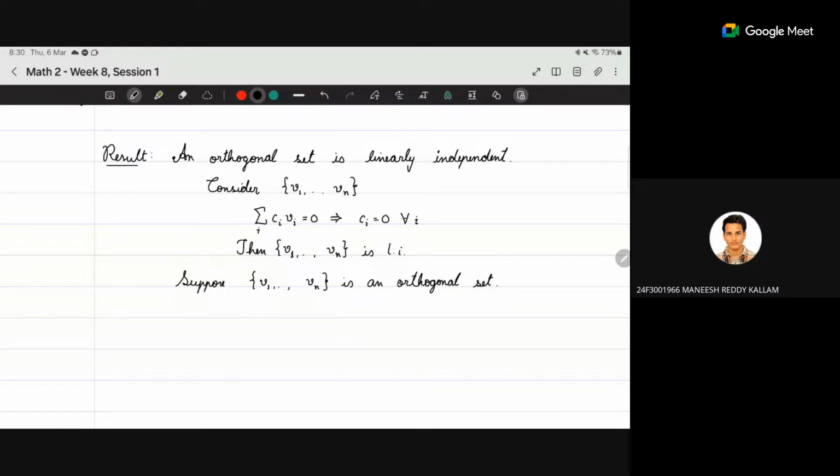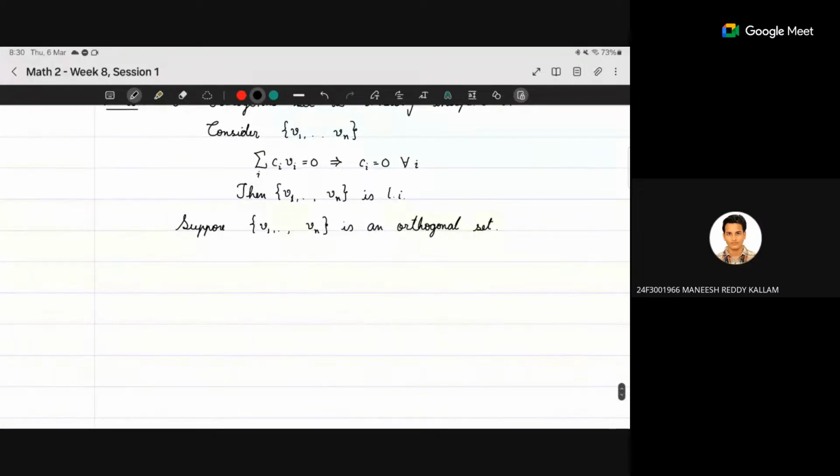And whether it is orthogonal or not is a far easier check than setting up the system of equations and doing Gaussian elimination, correct? So if it is an orthogonal set, then linear independence comes for free. So I'll give a proof of it. It is not very important, but later on, while finding the coefficients, this will be even more relevant.